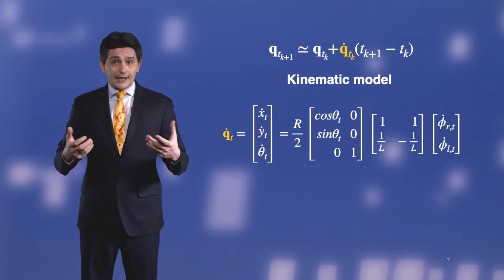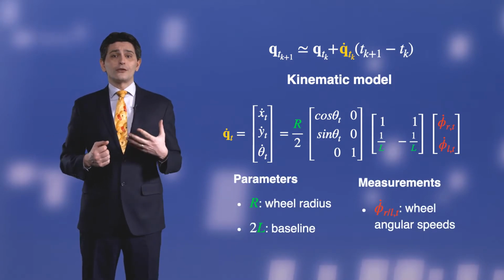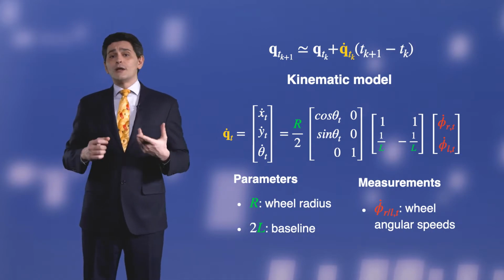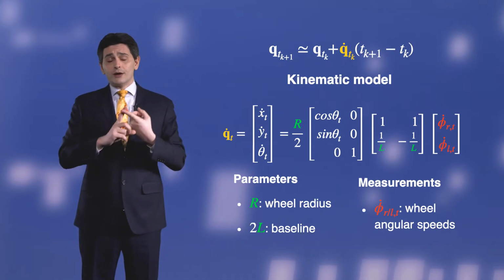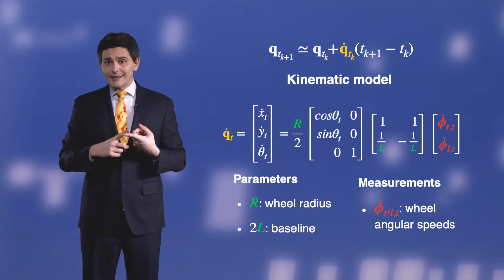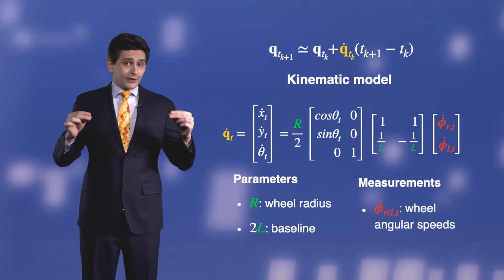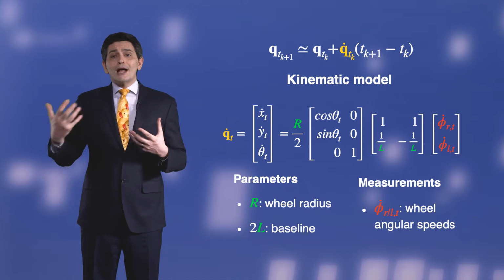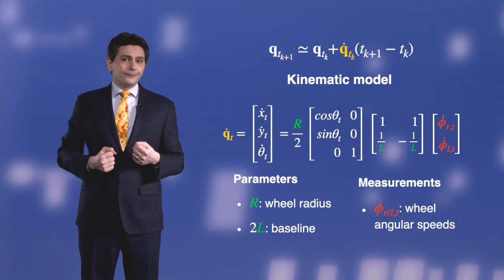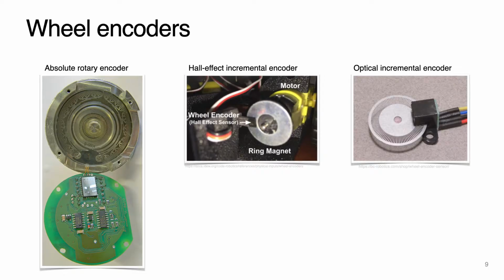In previous classes, we have derived the kinematics model that maps the wheel velocities to the variation of the pose in time. This model allows us to perform the pose update once we determine its parameters, which are the wheel radii, which we assume identical, and the distance between the wheels, or the baseline, and when we measure the wheel angular velocities. To measure the wheel angular velocities, we can use wheel encoders.